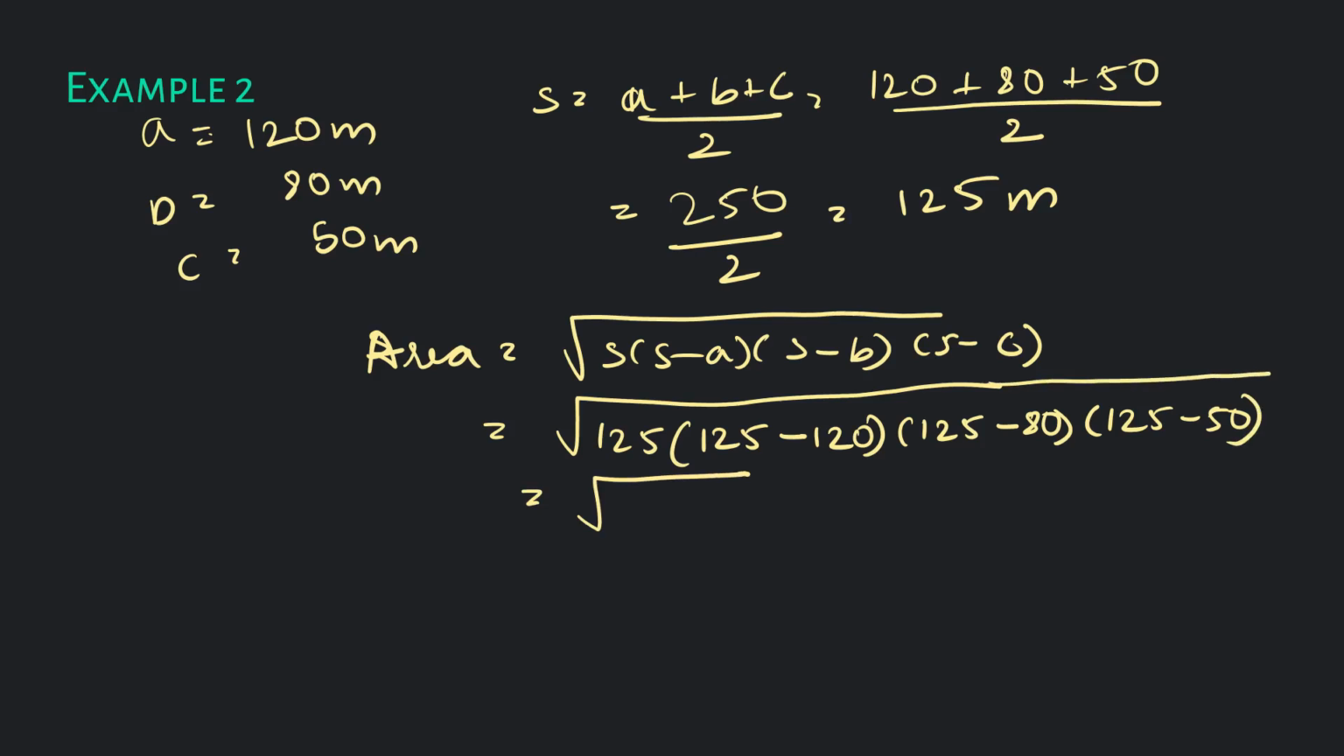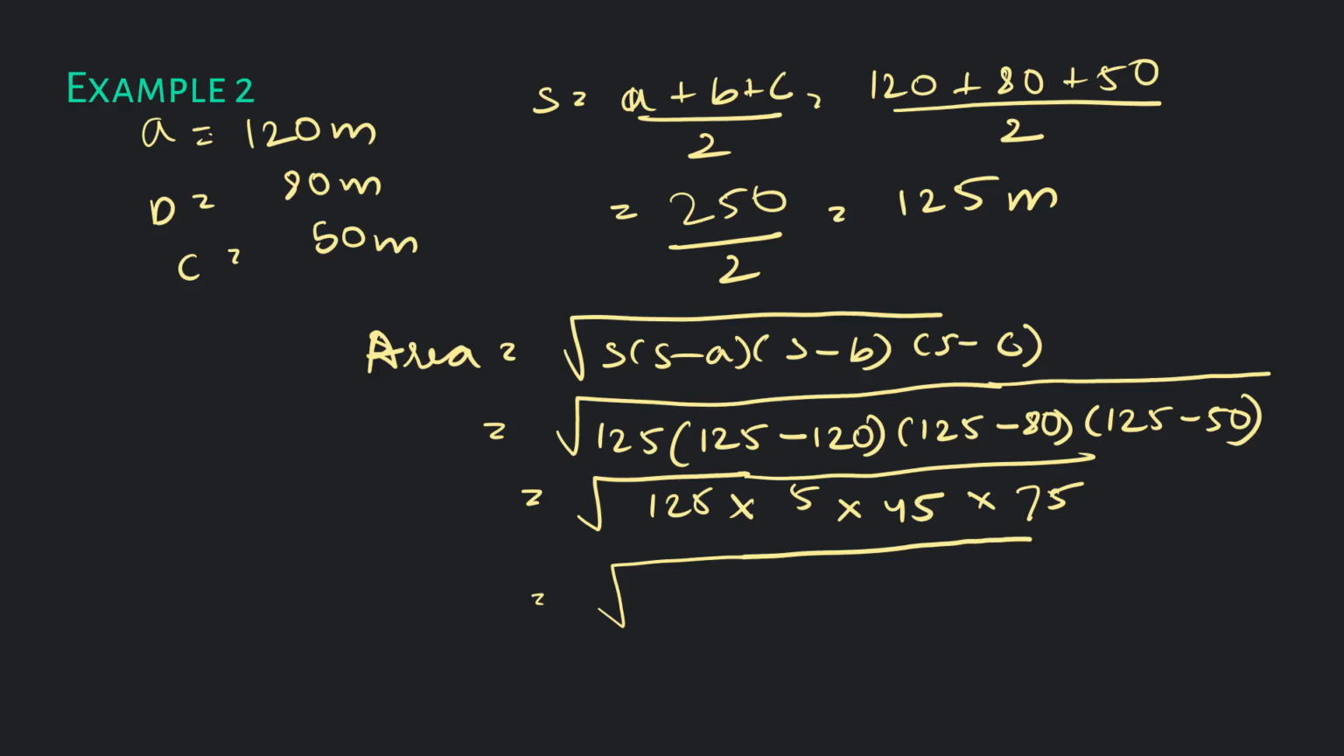Now let us subtract and write. We subtract 80 from 125, we get 45. Then we have 125 minus 50, which will give us 75. Now let me put it over here.